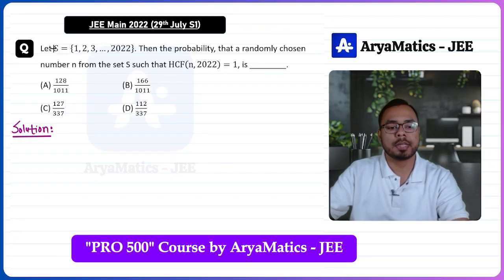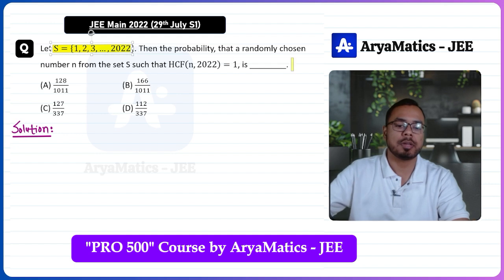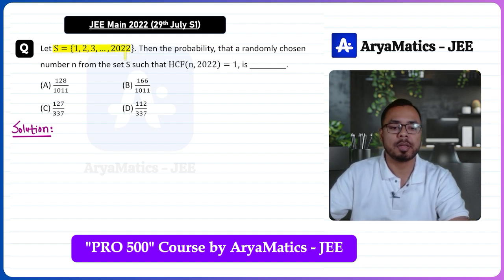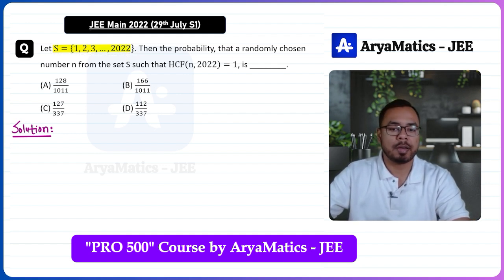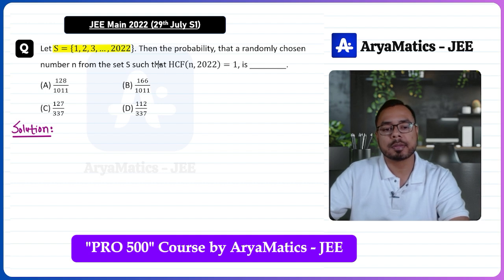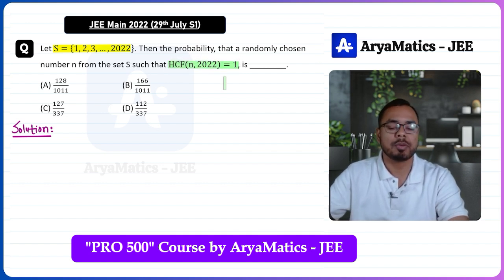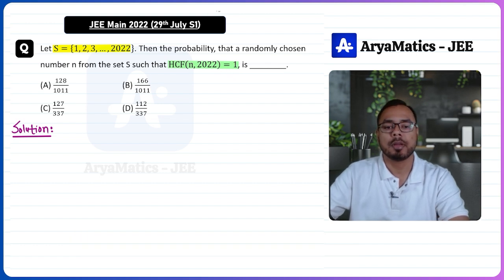Let S be this set. S contains all the natural numbers starting from 1 up to 2022. Then we have to find the probability that a randomly selected number n from this set S will satisfy this condition that HCF of n and 2022 is 1.